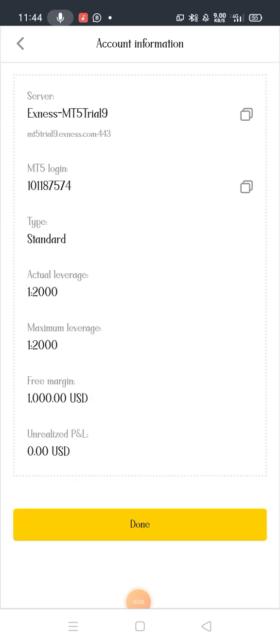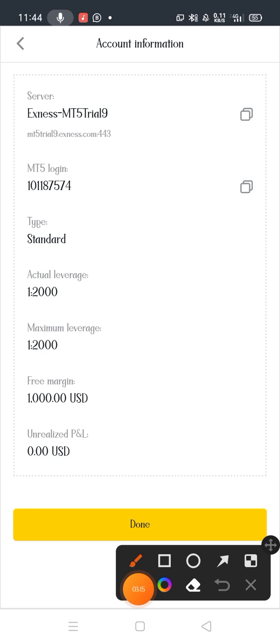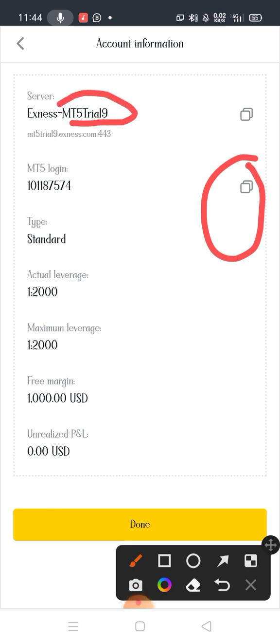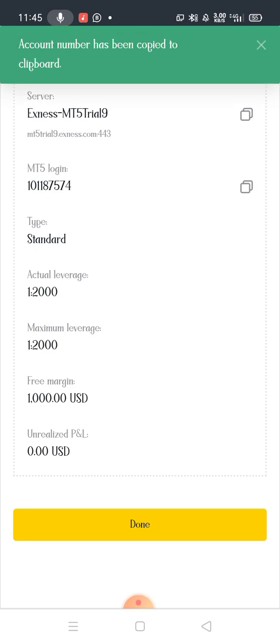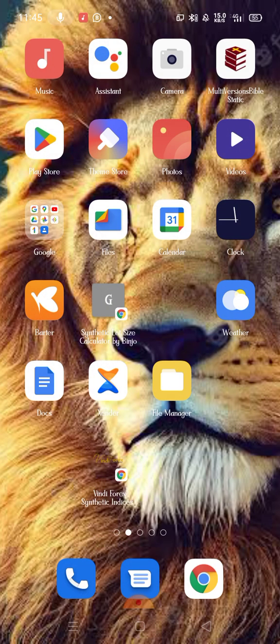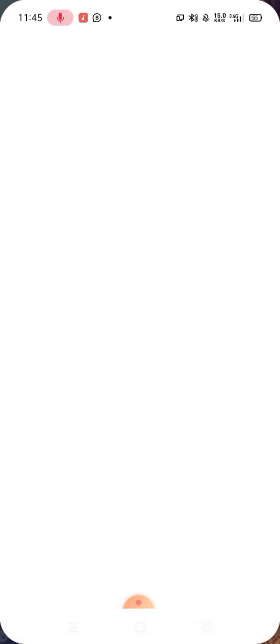Now these are your details. Let's take note of all these things here, we'll be needing this. MT5 trial 9. All right, so we'll head straight to our MT5. Let's copy this login.